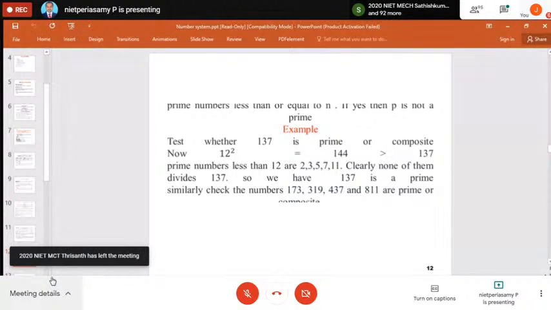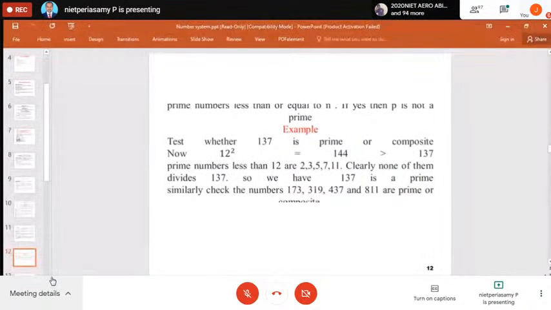Are you able to understand? If any one number divides it, it is not prime. Totally you have 5 prime numbers less than 12, and among these 5 prime numbers, no number divides this 137.